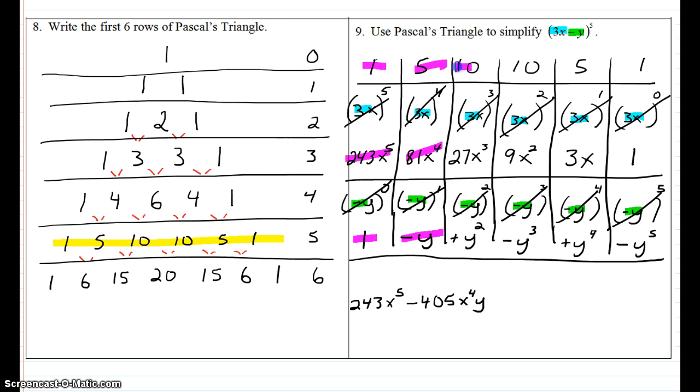Next term, 10 times 27x cubed times a y squared, and it's going to give us 270x to the third y squared. Next term, 10 times 9x squared times negative y cubed, and it's going to give us a negative 90x squared y cubed.